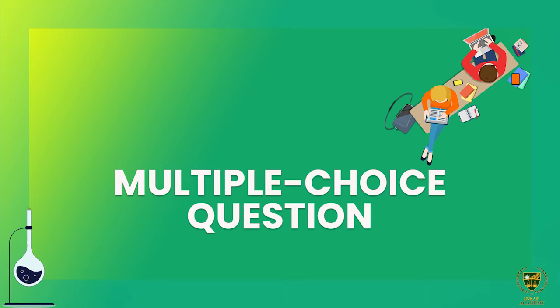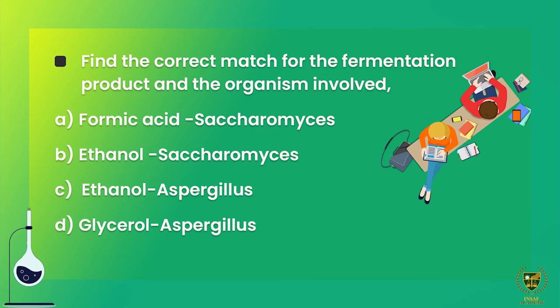So let's start. Dear students, first of all we are doing the multiple choice questions. The first MCQ is: find the correct match for the fermentation product and the organism involved. So we have to find the correct organism and its product.